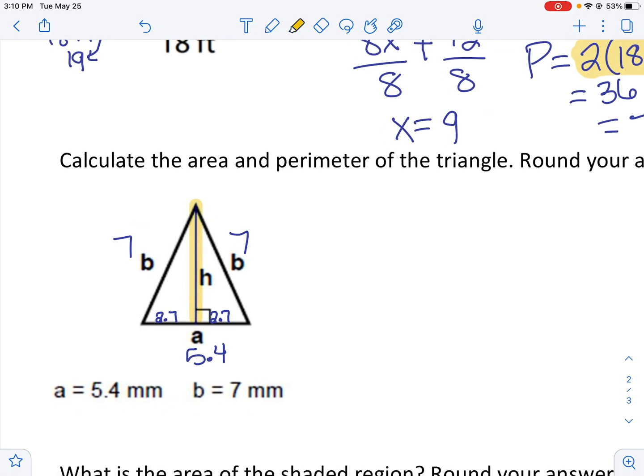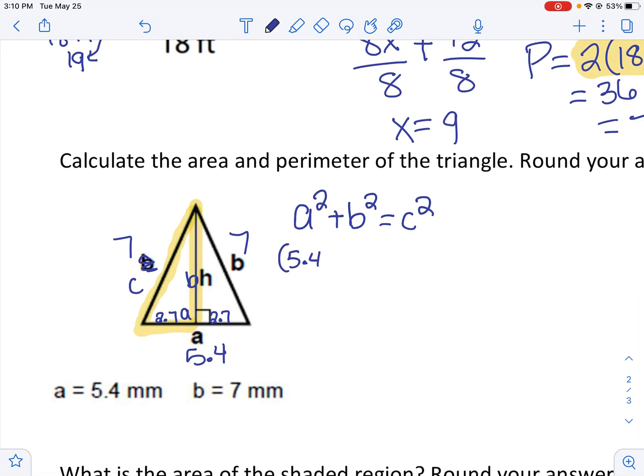So I'm going to focus on this triangle right here to find the height. So we're going to use a squared plus b squared equals c squared. So I know A, I want to find B. This is my C, even though it's labeled B, because it's opposite of the 90-degree angle. So I have 5.4 squared plus b squared is what I'm trying to find, equals 7 squared. So I draw a line through the equal sign. I'm going to subtract the 5.4 squared from both sides.